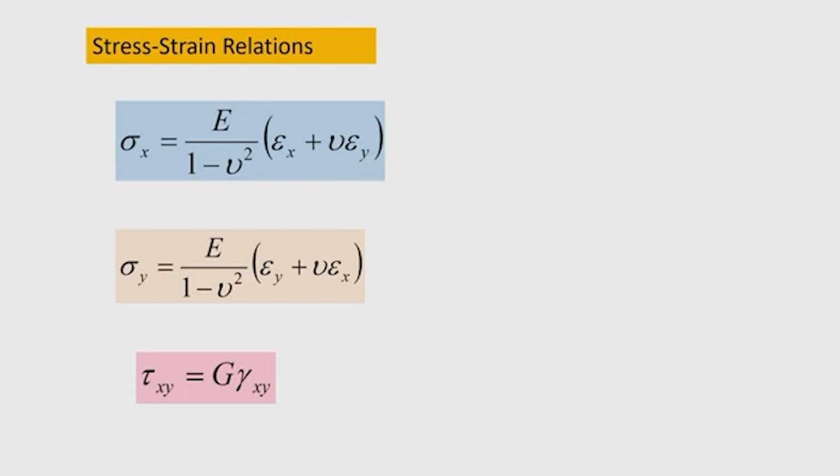because the other stress sigma z is treated as 0 or insignificant in the analysis of a thin plate, and shear stress tau x y is given as G into gamma x y. G is the shear modulus of the material, which is obtained from E and mu.